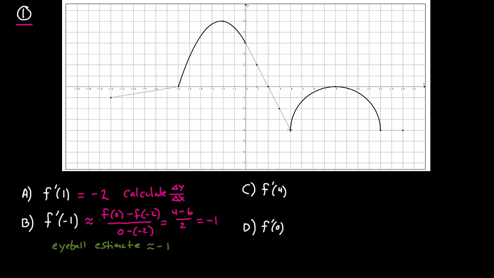In part C, they want to know what is the slope here, what is the derivative here, and I hope you clearly see that that one does not exist. There is no slope. We have a corner here.